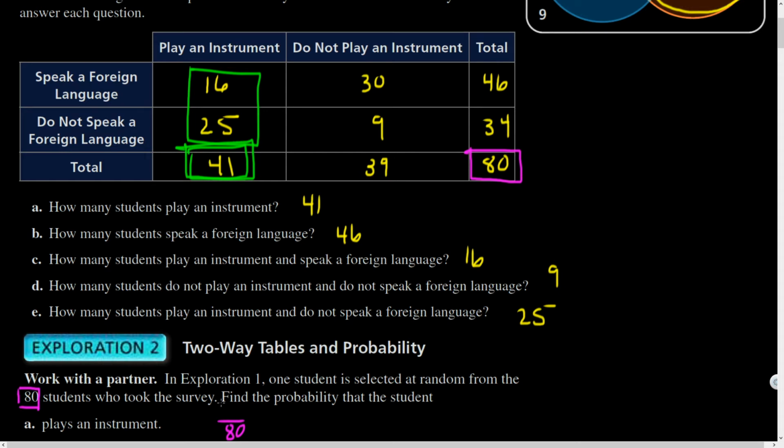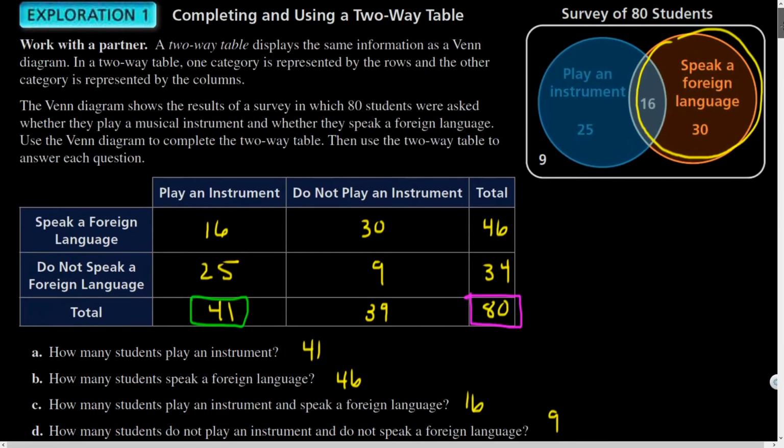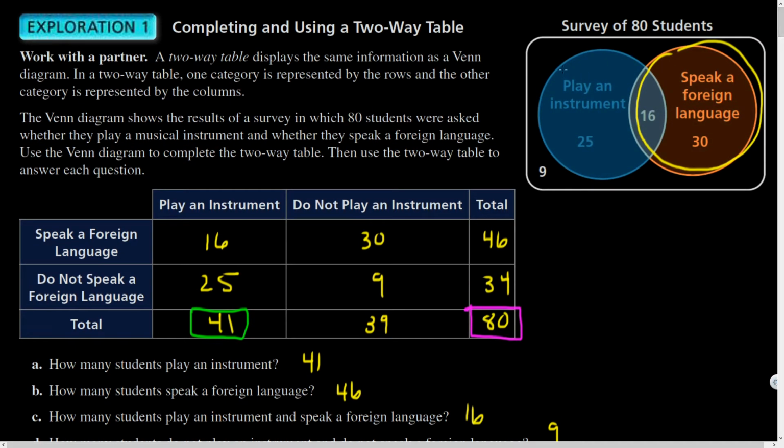Okay, and so there's two ways I could have come across that conclusion. I'm going to do just the bottom here. So just 41. Up in the Venn diagram, I would have been able to generate that probability. Students that play an instrument would have been, these two would have been my successful outcomes, and all 80 students would have been my possible outcomes.